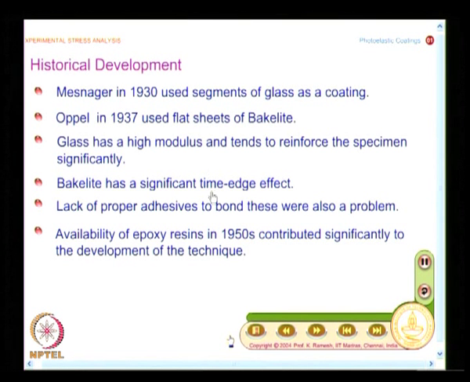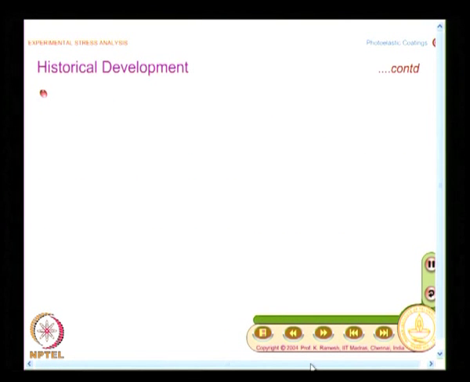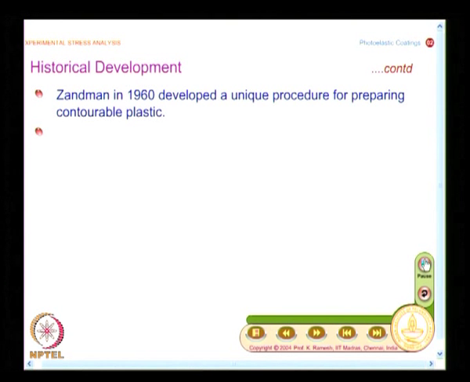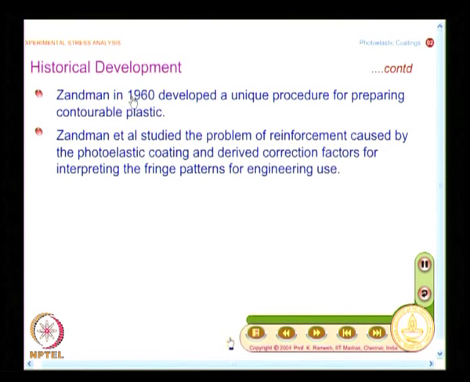Initially, many of these applications were confined to flat surfaces. Later, it was shown by Zandman, who developed in 1960 a unique procedure for preparing contourable plastic. If you look at any industrial component, you have a very complicated surface, and if I have to put a coating on top of it, I must be able to make the contour of the actual object.